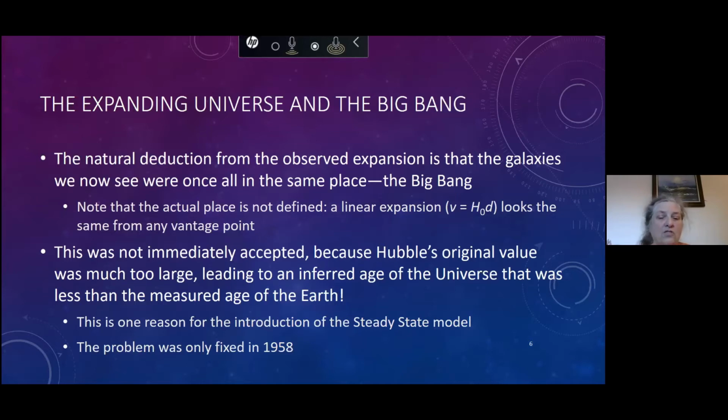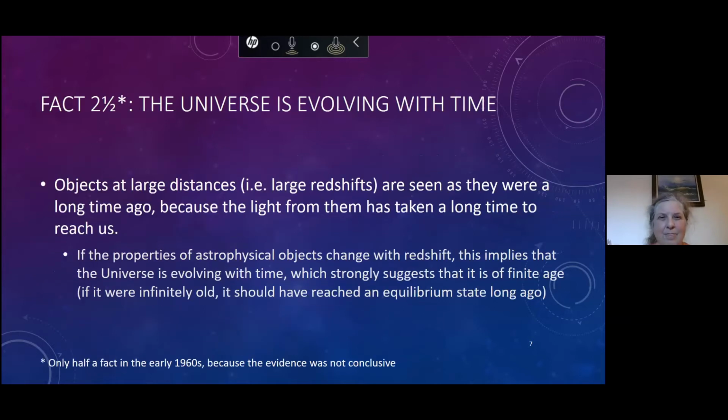And that's one reason why in the 1940s, Bondi, Gold, and Hoyle introduced the steady state model, where the universe expands but remains a constant density because of the creation of new matter, and therefore the steady state model is infinitely old and there is no problem. The problem with the Hubble constant remained true for nearly 30 years. It was only fixed by the work of Alan Sandage in 1958.